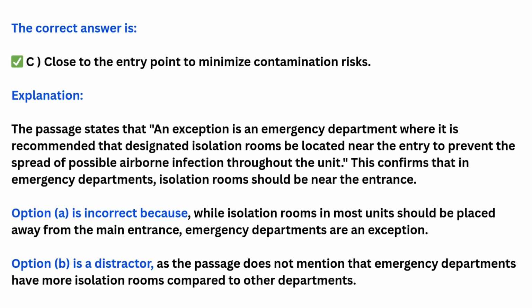The correct answer is C, close to the entry point to minimize contamination risks. Explanation. The passage states that an exception is an emergency department where it is recommended that designated isolation rooms be located near the entry to prevent the spread of possible airborne infection throughout the unit. This confirms that in emergency departments, isolation rooms should be near the entrance.